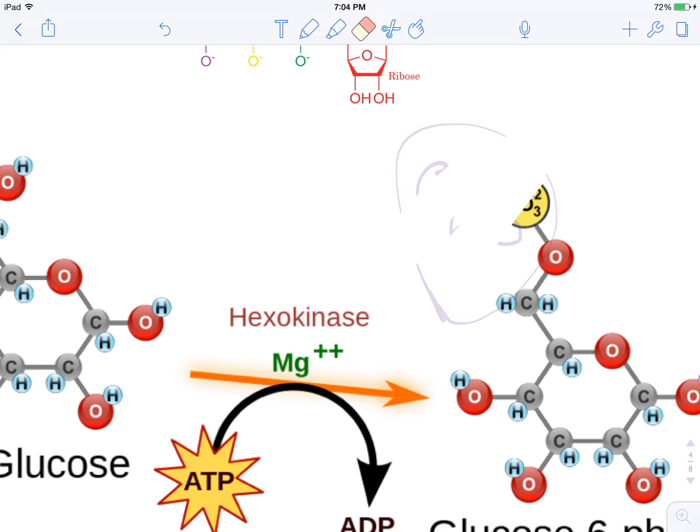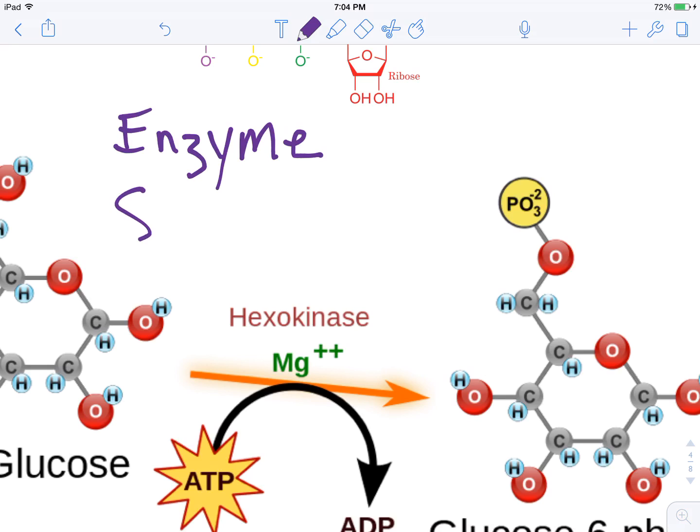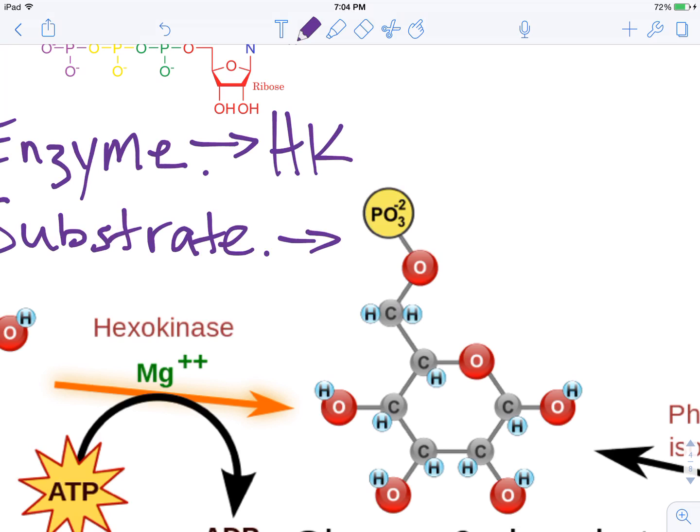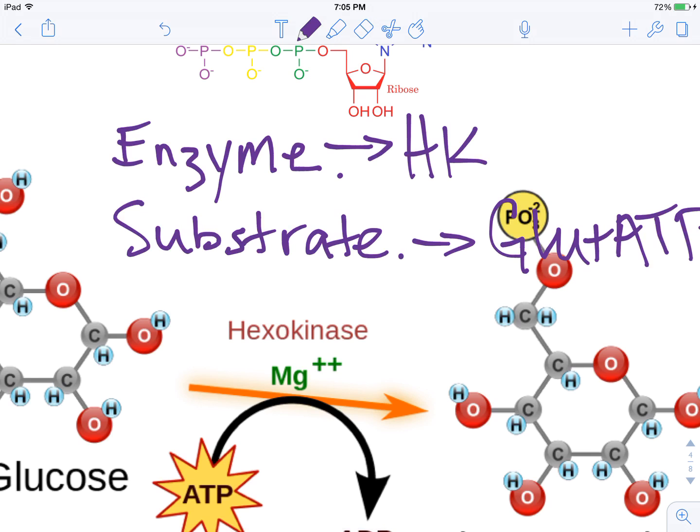I hope that makes a little bit of sense to you. The concept of the enzyme and the substrate. In this case, the enzyme is hexokinase. The substrate is what? Glucose and ATP. The product is glucose 6-phosphate.